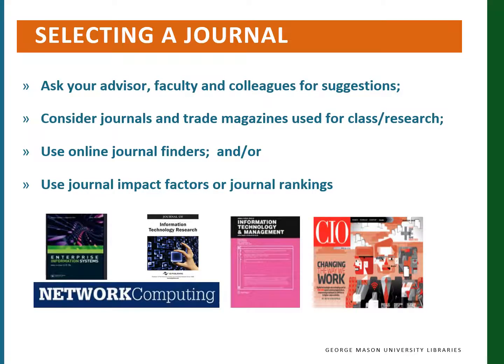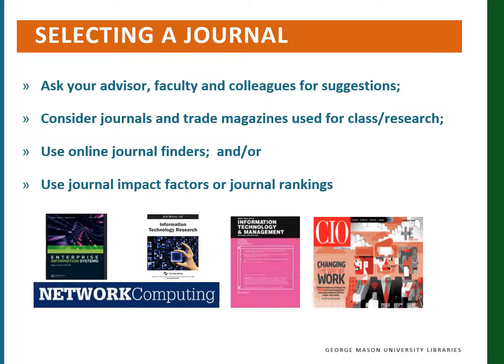When you select a journal, it's very important that it matches your topic well. When the topic of a submitted paper doesn't match what the journal seeks to publish, it will be rejected. Start the selection process by first asking your advisor, faculty, and colleagues for their suggestions. They may know of journals that you are not familiar with, so their suggestions may be very helpful.